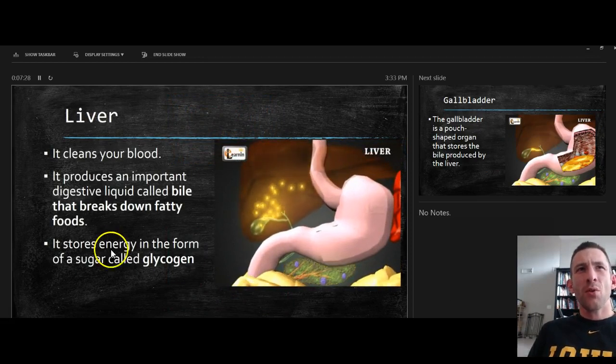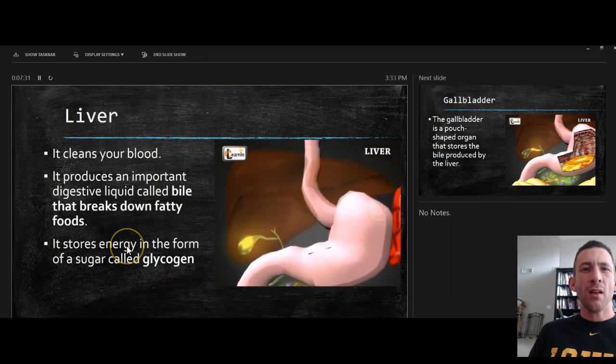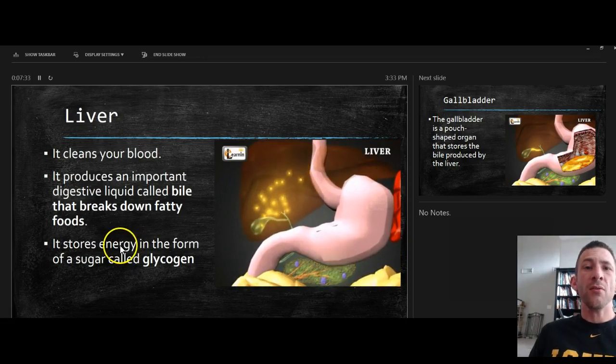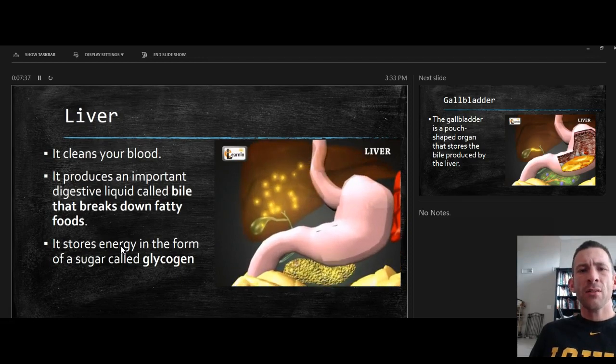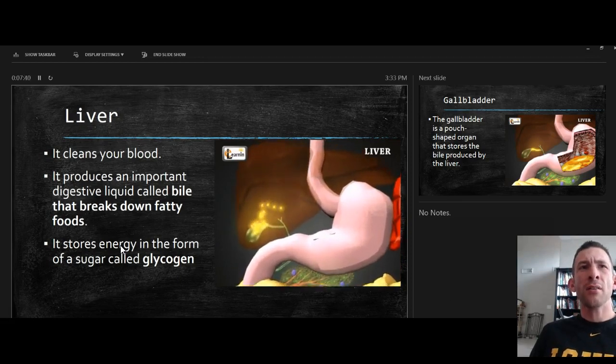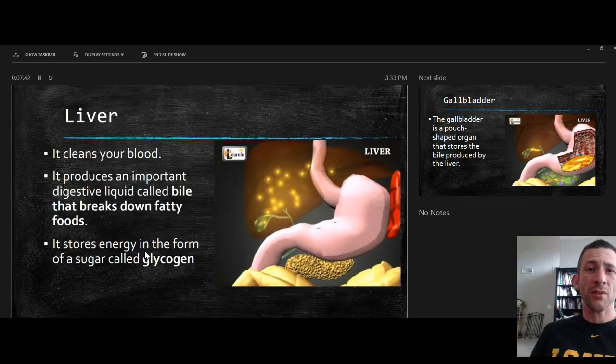So what we're going to do now is go into the liver. The liver doesn't have direct contact with your food, in the sense that the food doesn't go through the liver. The liver is an organ that is on the side that does several jobs, and one of them is digestive.